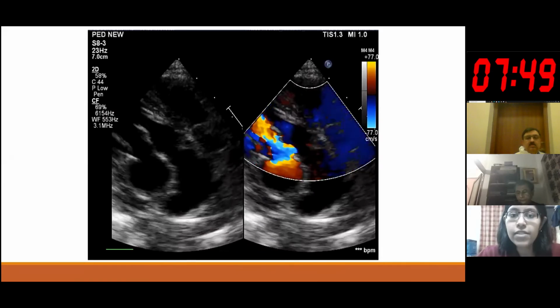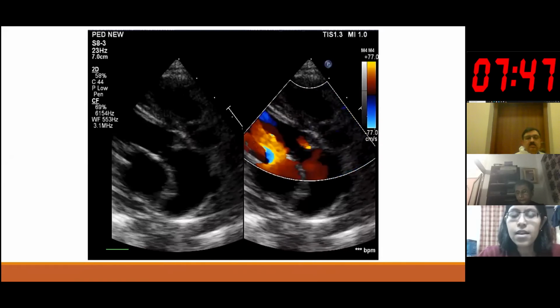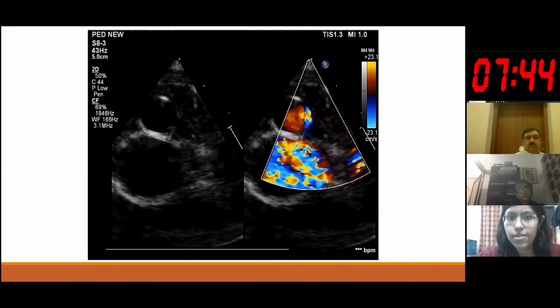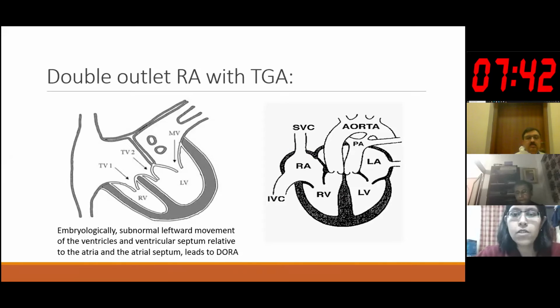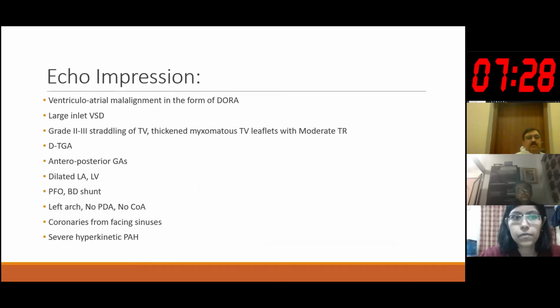At the great artery level, there is transposition of the great arteries with anterior-posteriorly related great arteries. The aorta is anterior. So on echo, what we had found was that there were abnormal connections at both the atrioventricular and the ventricular arterial level. There was double outlet right atrium with the right atrium draining into both the RV and the LV, and transposition of the great arteries. So at this stage, we had the echo impression of a 9-month-old boy with a large VSD, definite significant straddling of the tricuspid valve with DORA and severe hyperkinetic PH.